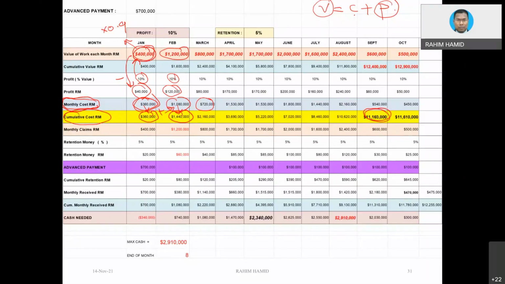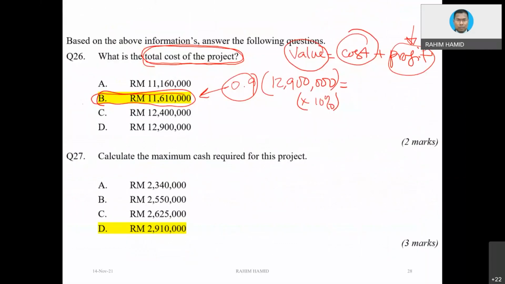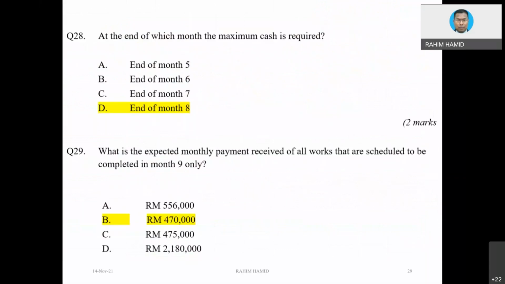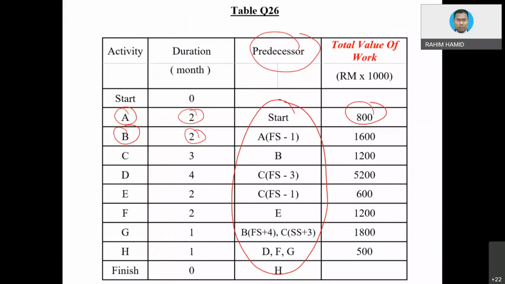11,160 from the table is the one that the question basically asks, the cost. But without going through the table, once you get the value for the overall project, very quickly you can get that, because you can add all these things. This would be equivalent to 12,900,000, and you want to get the cost of the project, just times 0.9 factor. Then you will get the cost.